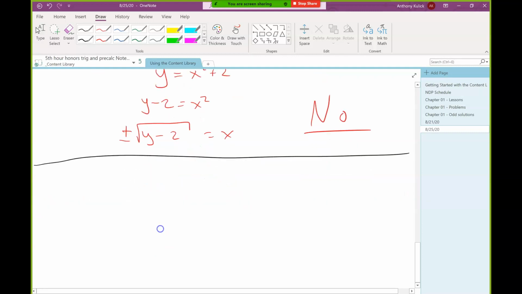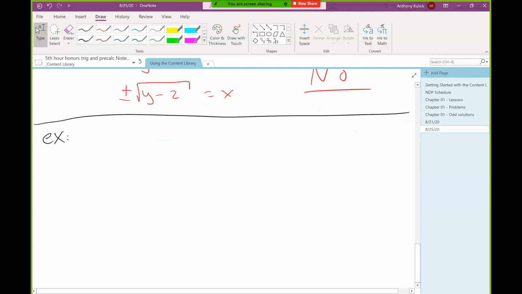A third way we can represent a function or relation is with a graph. Do you guys remember the way we check to see if something is a function by looking at its graph? Vertical line test, exactly. And what does the vertical line test say?